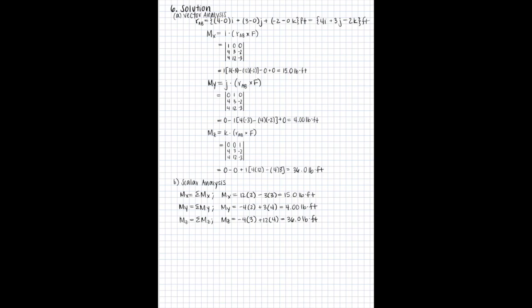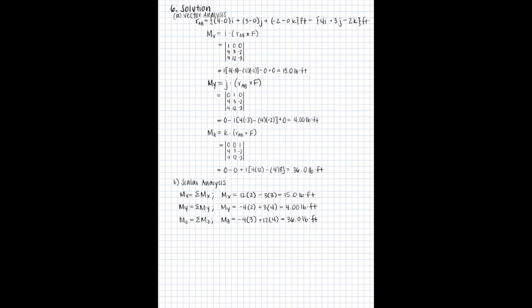Then for each component, you're going to have to multiply, for instance, x is i. You're going to multiply i by the RAB times the force in a matrix. And because it is in equilibrium, you're going to do 1 for each component, and the other components that are not present will be 0. So for Mx, it will be 1, 0, 0, 4, 3, negative 2, 4, 12, negative 3 within a 3x3 matrix.